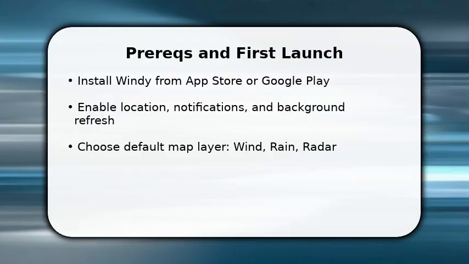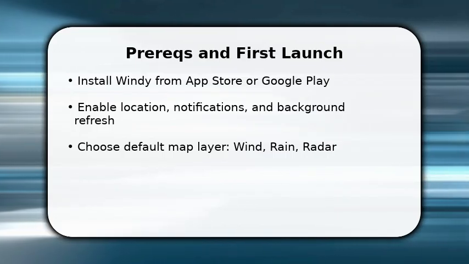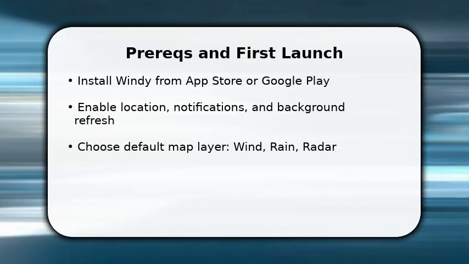You have the app installed and permissions enabled. Now open Windy and sign in or continue as guest. Tap the map to center on your current location, then select the primary overlay, wind, rain, or radar, so data loads faster. Once done, pin a favorite location by long pressing the map. This creates a quick access shortcut.